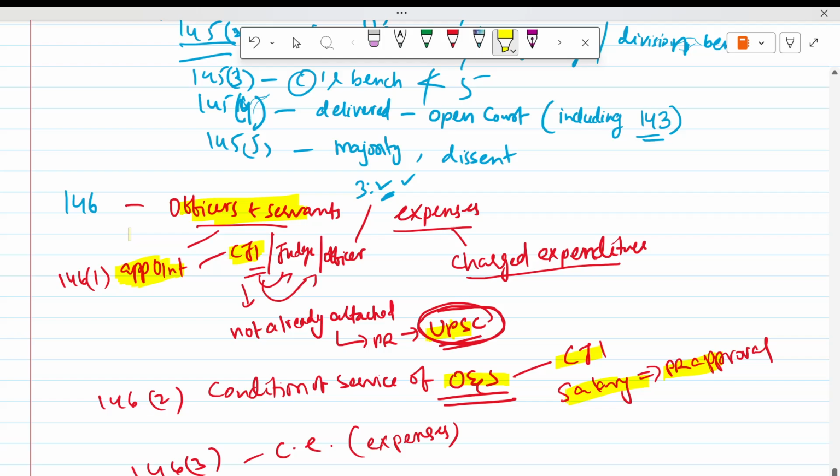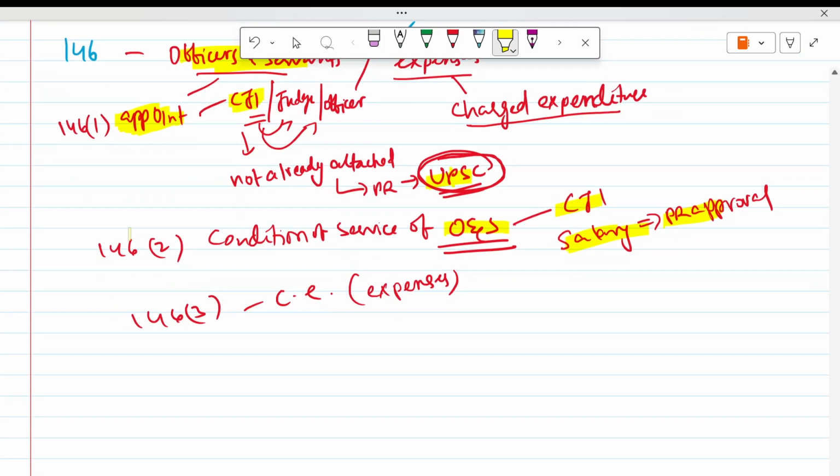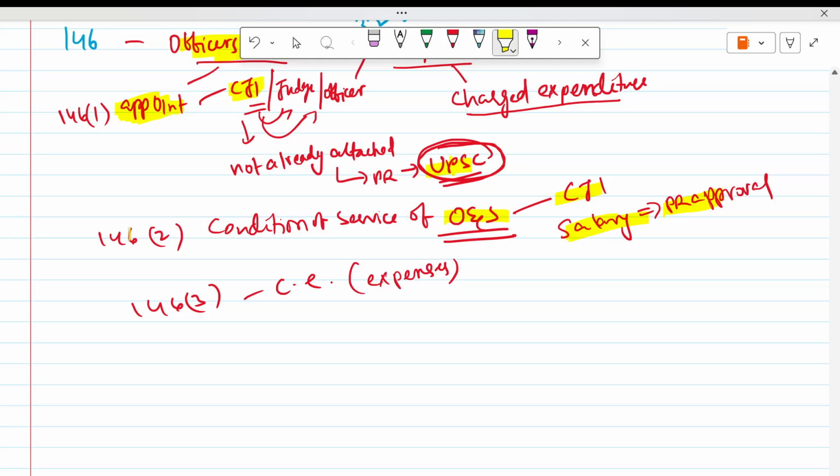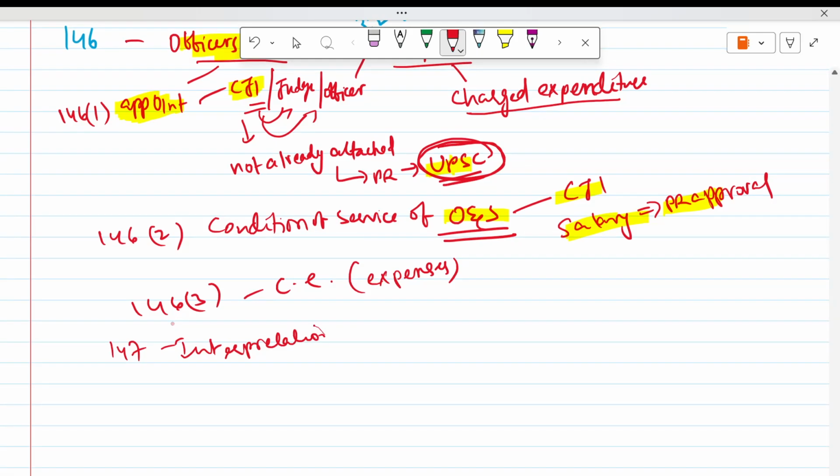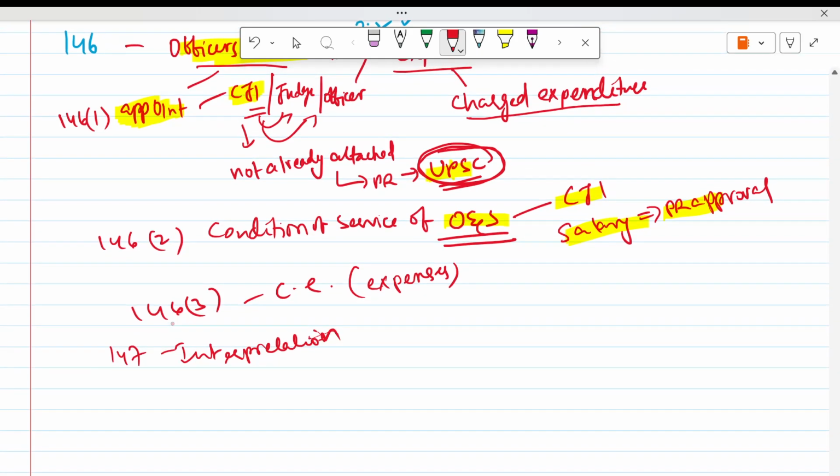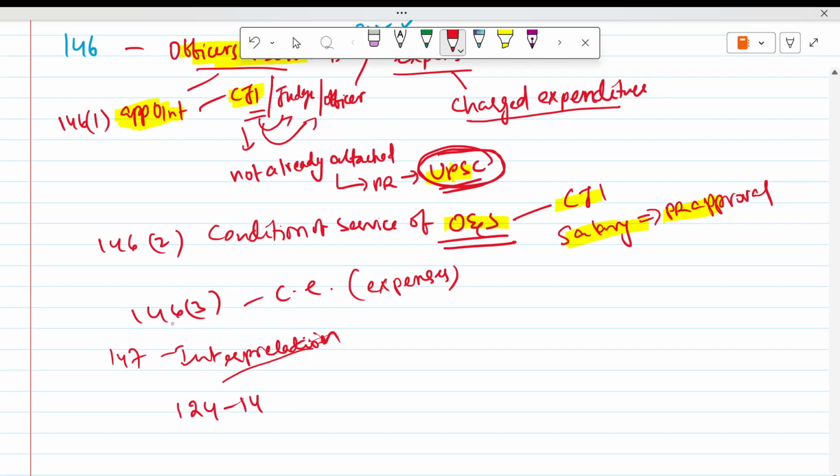Then finally, Article 147 is there. It is related to interpretation. This is not required; you simply remember it is related to some interpretation. So we have covered Articles 124 to 147.